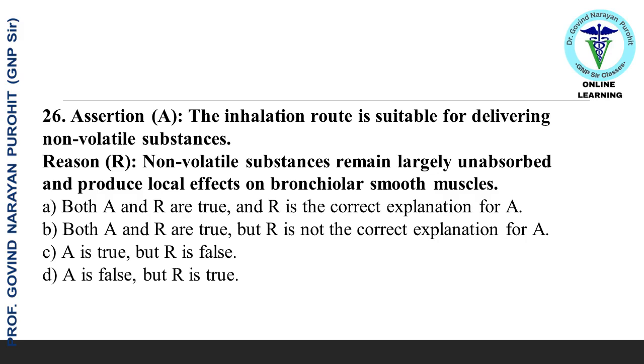26. Assertion A. The inhalation route is suitable for delivering non-volatile substances. Reason R. Non-volatile substances remain largely unabsorbed and produce local effects on bronchiolar smooth muscles. A. Both A and R are true, and R is the correct explanation for A. B. Both A and R are true, but R is not the correct explanation for A. C. A is true, but R is false. D. A is false, but R is true. The correct answer is option A. Explanation. Non-volatile substances, administered as aerosols, act locally on the respiratory tract without systemic absorption.